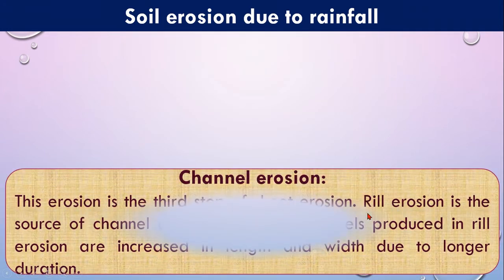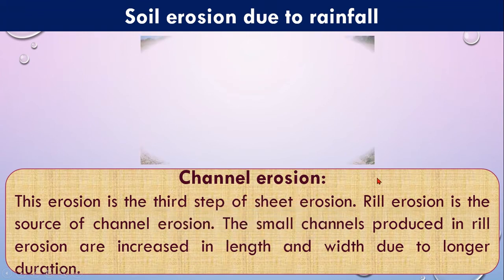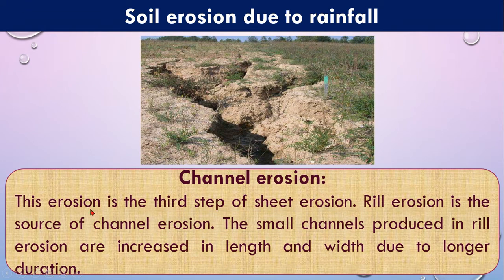Next one is channel erosion. If you have a look at the picture, this erosion is the third step after sheet erosion. Rill erosion is the source of channel erosion. That means the small channels produced in rill erosion increase in length and width due to the longer duration. First is sheet erosion. After sheet erosion, rill erosion happens, and then slowly this rill erosion makes a bigger drain like in the picture. That is called channel erosion.